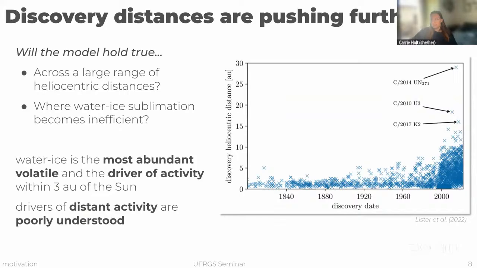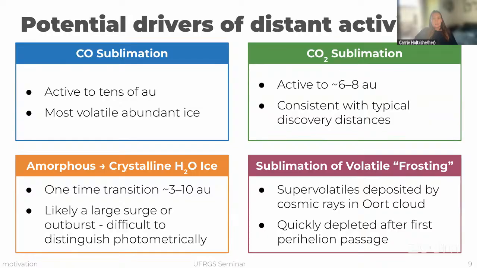So I'll just show you again. I'm sure many of you noticed this sort of ridge here around 10 AU to the right. So yeah, we're not sure if that's a real ridge or if it is just due to the limits of our surveys. But if it was actually real, that would probably be consistent with CO2 sublimation. Another potential driver in this region is a one-time transition for water ice to go from amorphous to crystalline phases. Though it's expected that this would be more like a large surge or outburst.